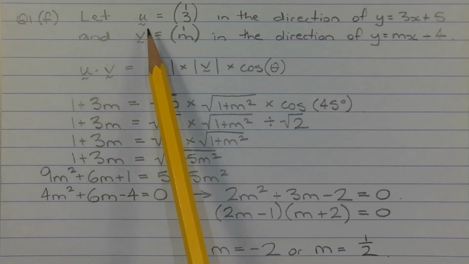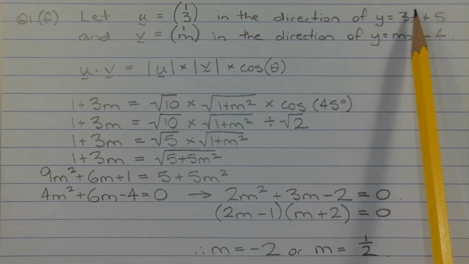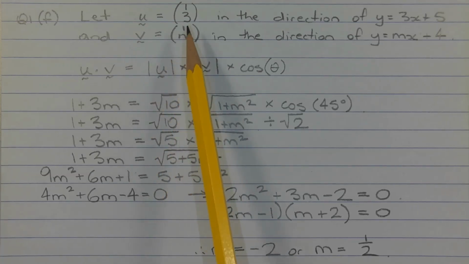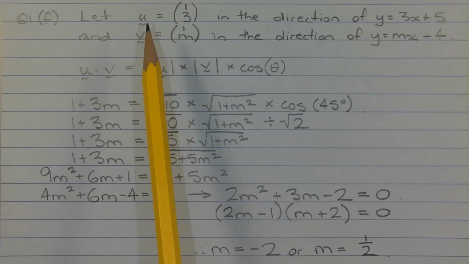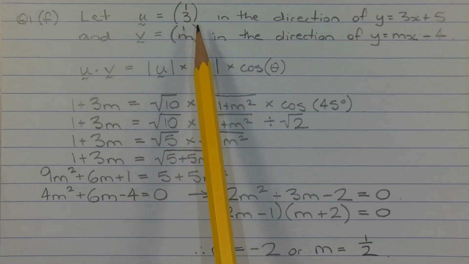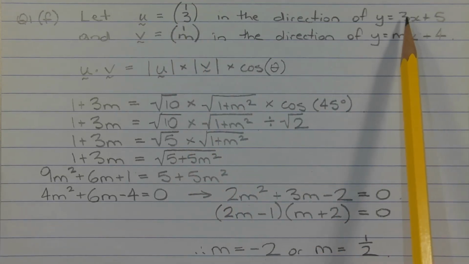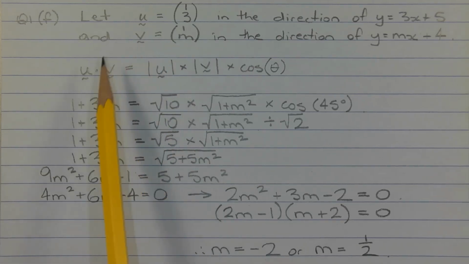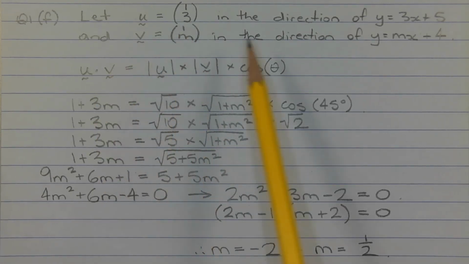Let vector u equal (1, 3) in the direction of y equals 3x plus 5, and vector v equals (1, m) in the direction of y equals mx plus 4. Going back to vector u, the x component is 1, the y component is 3. The reason I chose these two values is that the rise is 3, the run is 1, and that's equivalent to a gradient of 3. Likewise for vector v, if I let the y component be m and the x component be 1, m over 1 is equal to m, which is equivalent to the gradient here.